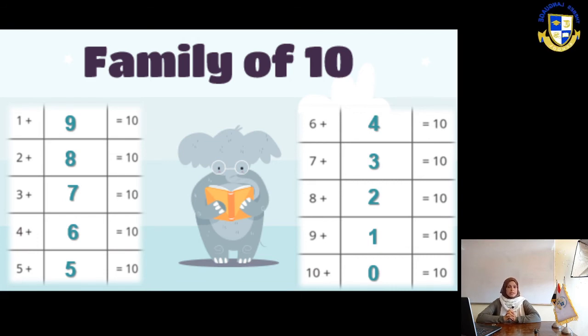And 2 and 8. After 8, 9, 10. So this is another family for the 10. And of course, 3 and 7. 3 when added to 7, you will have the answer of 10. 4 and 6. 5 and 5. 6 and 4. 7 and 3. 8 and 2. 9 and 1. And of course, 10 plus 0 equals 10.